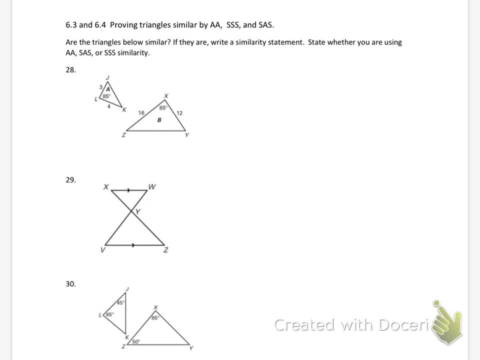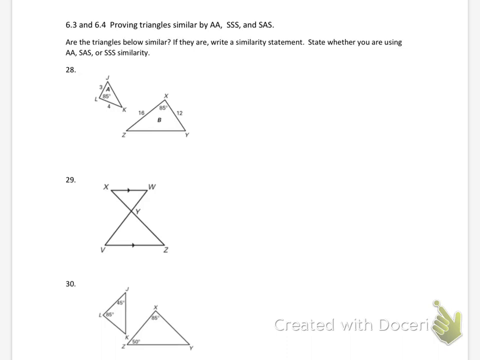So once again, if shapes are similar, they have exactly equal or exactly congruent angles, and they have sides that are in proportion. Okay, that's the definition of similarity. So there are three ways that you can prove triangles similar.